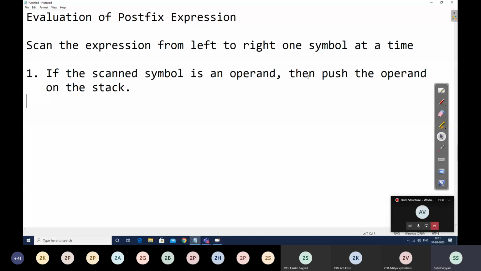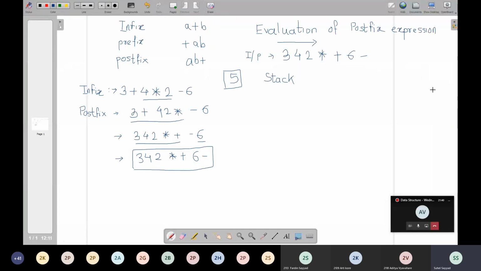So if I go back to my example, our example is 3, 4, 2, multiplication, plus, 6 and minus, right? Imagine now this is our stack. The first thing that we scan is 3. What is 3? Operand? Yes, 3 is an operand. So what is the rule? The rule says that we are going to push 3 on the stack.